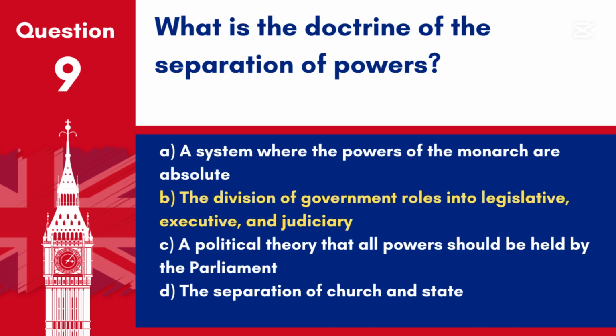Answer: B. The division of government roles into legislative, executive, and judiciary. The doctrine of the separation of powers is a model for the governance of a state, dividing the state into branches with separate and independent powers and areas of responsibility.